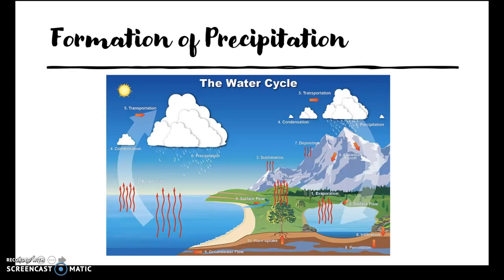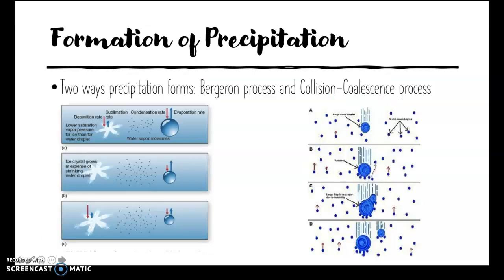So the first thing I'm going to talk about is the formation of precipitation. Precipitation is a part of the water cycle. Precipitation is formed when water or ice droplets in clouds become heavy enough to fall to the ground. So there are two ways that precipitation is formed. The picture on the left is a picture of the Bergeron process, and the picture on the right is a picture of a collision coalescence process.